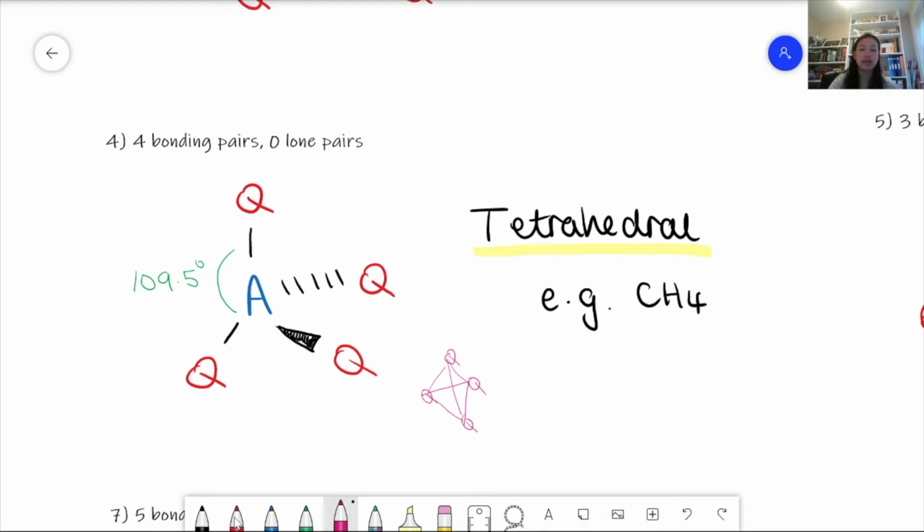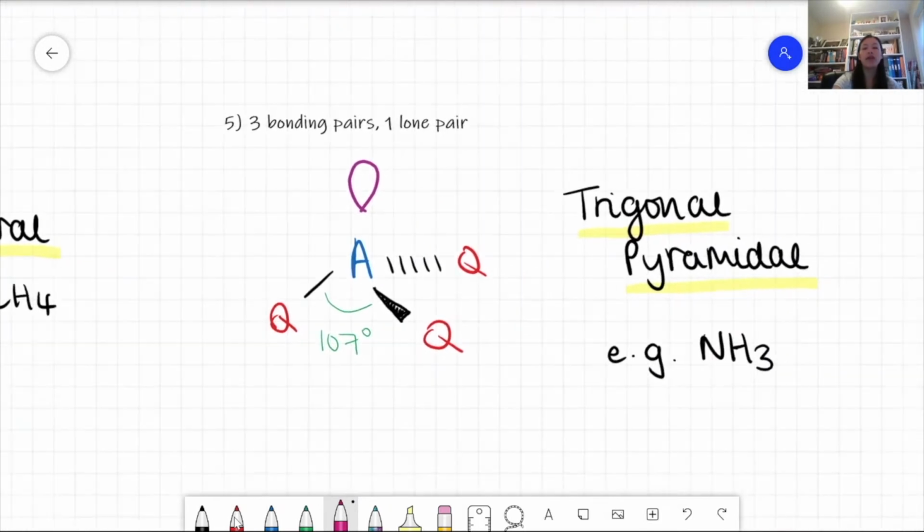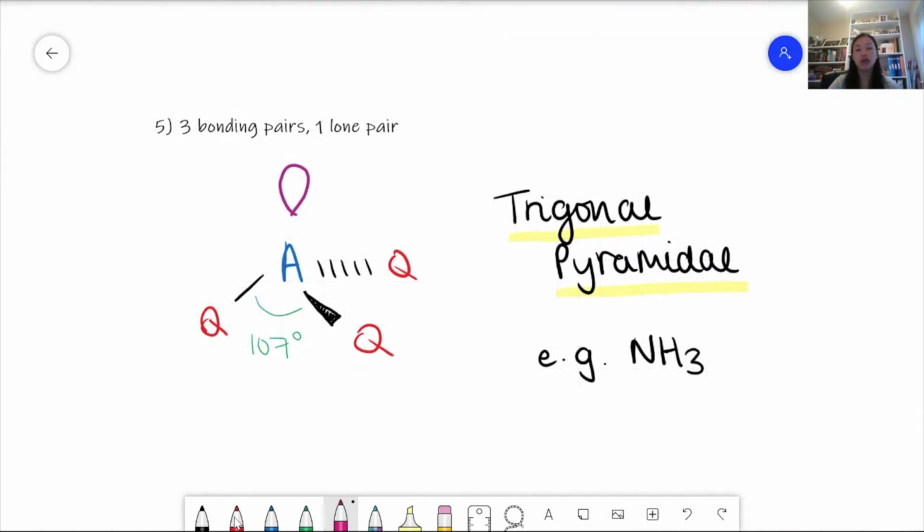And then A would be somewhere in the middle, bonded to all 4 of them. And the angle is 109.5 degrees, and we call this tetrahedral. We then have 3 bonding pairs and 1 lone pair. So we've added the lone pair at the top, and we've only got 3 bonding pairs left on the bottom.